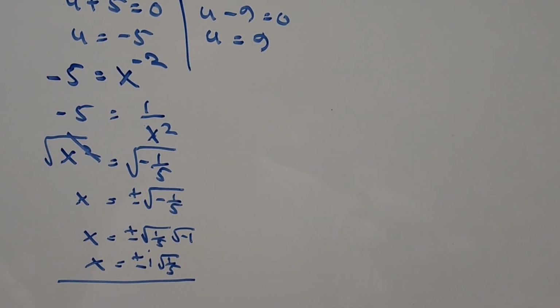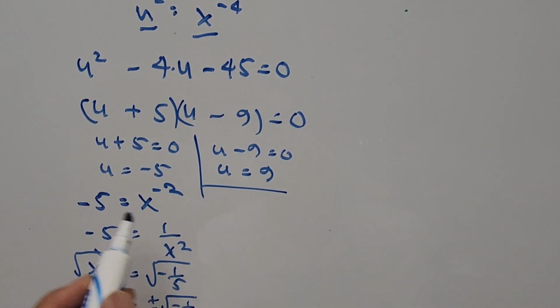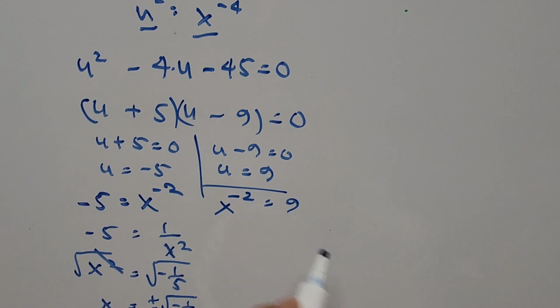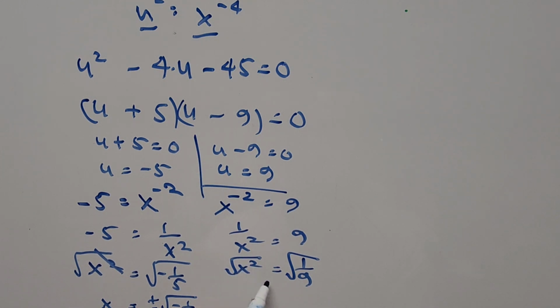Now we go back to the other value of u, that is 9. Once again, the value of u is x to the negative 2. So x to the negative 2 is equal to 9. This is written the same way as 1 over x squared equals 9. Taking the reciprocal, we have x squared is equal to 1/9. Getting rid of the exponent 2 on the x, we take the square root on both sides, plus or minus on the right-hand side, and canceling the exponent 2 and the radical, we have x is equal to plus or minus the square root of 1/9.